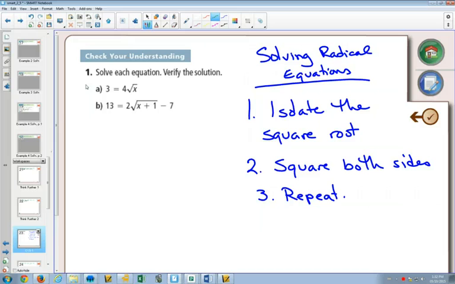So for A, if I wanted to isolate the square root by itself, what would I have to do? I have 4 square root of x. There's a 4 in front. I could divide by 4. If I divided both sides by 4, can you see that I would get 3 over 4 equals the square root of x? Yes?